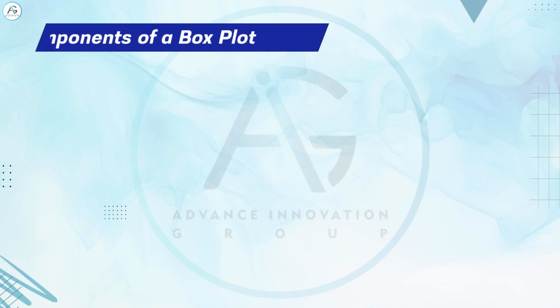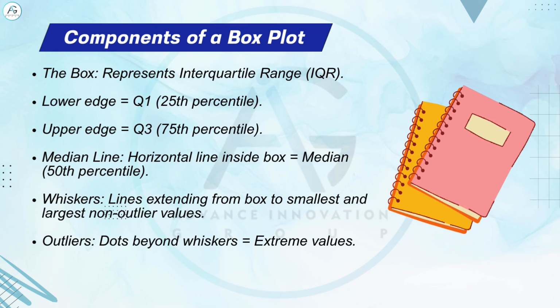Let's take a closer look at the components of a box plot and what each part tells us about the data. The box itself represents the interquartile range, or IQR. That's the middle 50% of the data. The lower edge of the box marks Q1, the 25th percentile, meaning 25% of the data fall below this point. The upper edge marks Q3, the 75th percentile, so 75% of the data fall below that value.